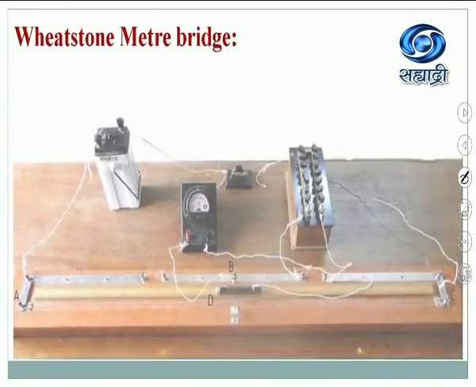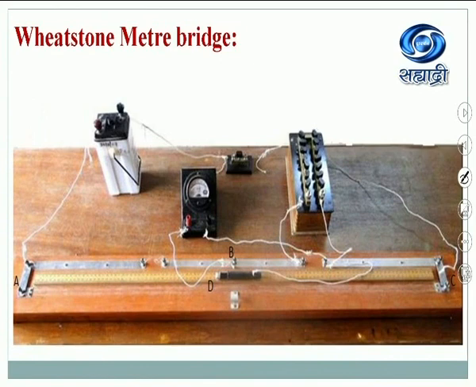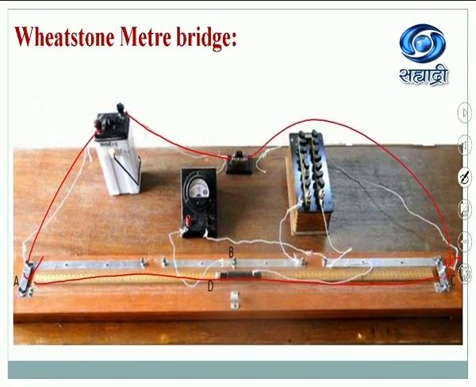Now how this Wheatstone meter bridge actually looks, I want to explain here. See, this is a long uniform wire having length from this point A to this point C. Actually it is placed here. This is a meter scale and this is a long uniform wire. Then from this it is connected to the positive terminal of the battery. Then from this it is connected to this key.